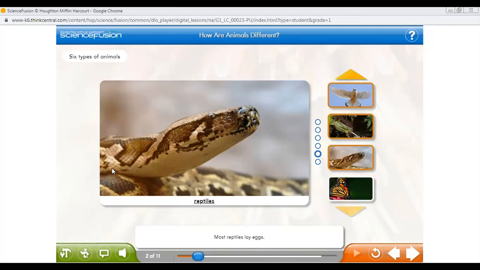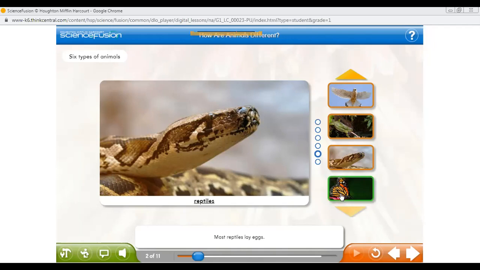They have a scale body, but their body is dry. It is very dry. It is not wet. Their skin is very dry. And some reptiles can walk on their legs, and some slither or crawl on the ground. They move along the ground. And the reptiles lay eggs. So the reptiles lay eggs the same as the amphibians, but they are different. Amphibians have a wet body, and the reptiles have a dry body.